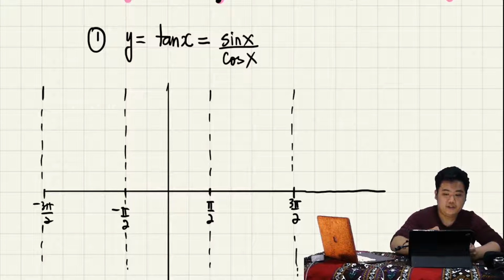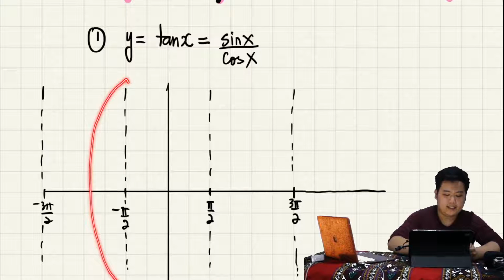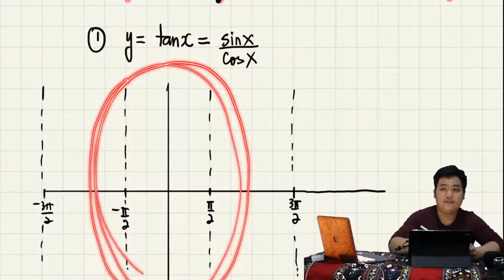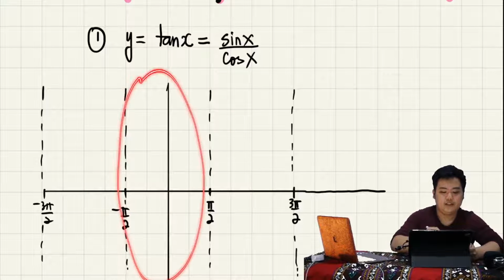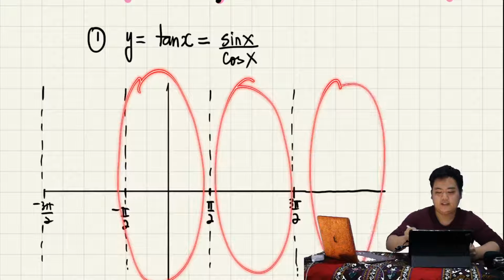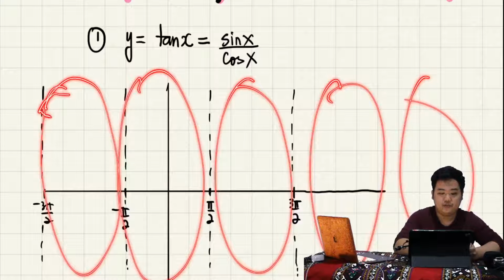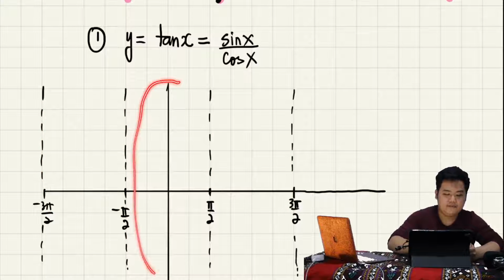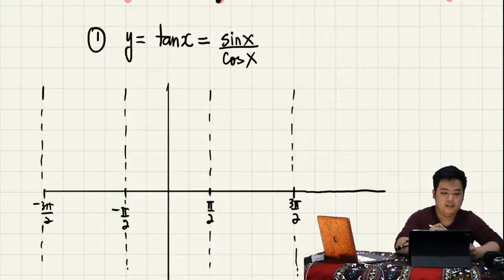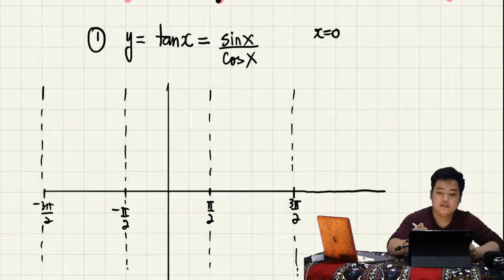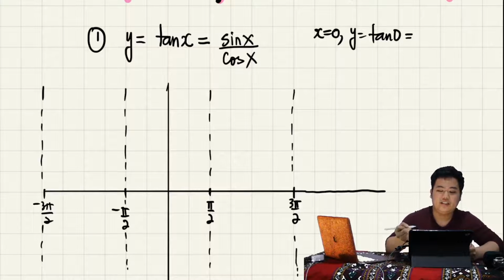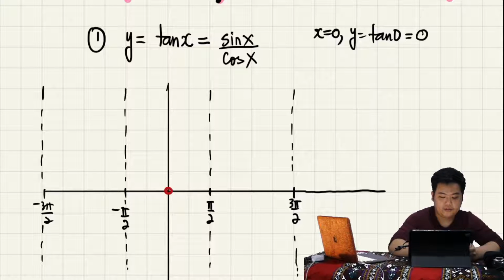Ang ginagawa usually, pag ginagraph yung tangent, kumukuha ka lang ng isang portion ng graph, tapos uulit-ulitin mo lang. Yung graph dito, uulit dito, dito, dito. Dyan sa mga binilugan ko, pare-pareho lang yung itsura ng graph. So, it is enough na i-graph natin siya dito. When x is 0, y is tangent of 0, which is 0. So, ito yung point na yan.